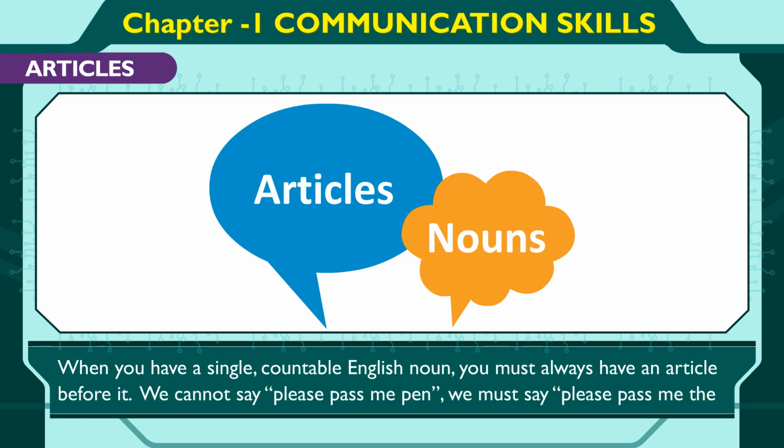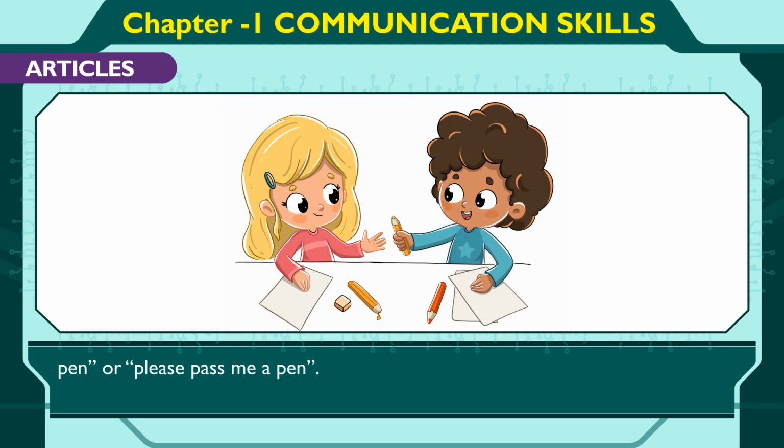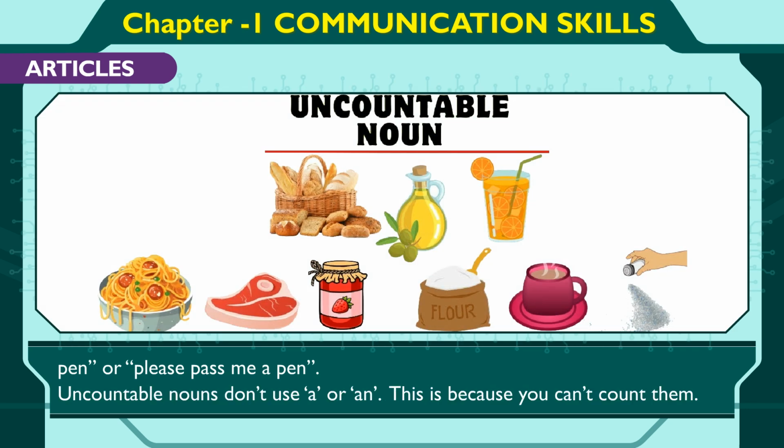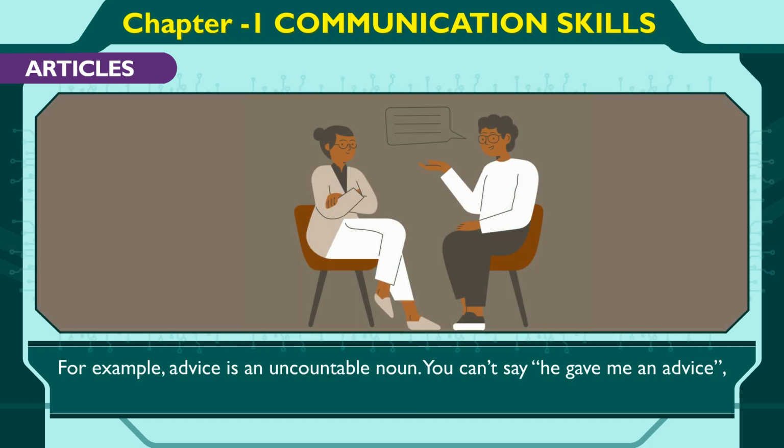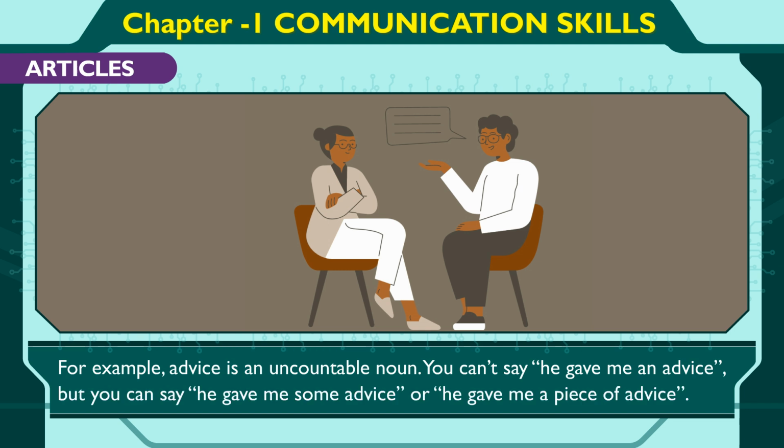We cannot say, "Please pass me pen." We must say, "Please pass me the pen" or "Please pass me a pen." Uncountable nouns don't use a or an. This is because you can't count them. For example, advice is an uncountable noun. You can't say, "He gave me an advice," but you can say, "He gave me some advice" or "He gave me a piece of advice."